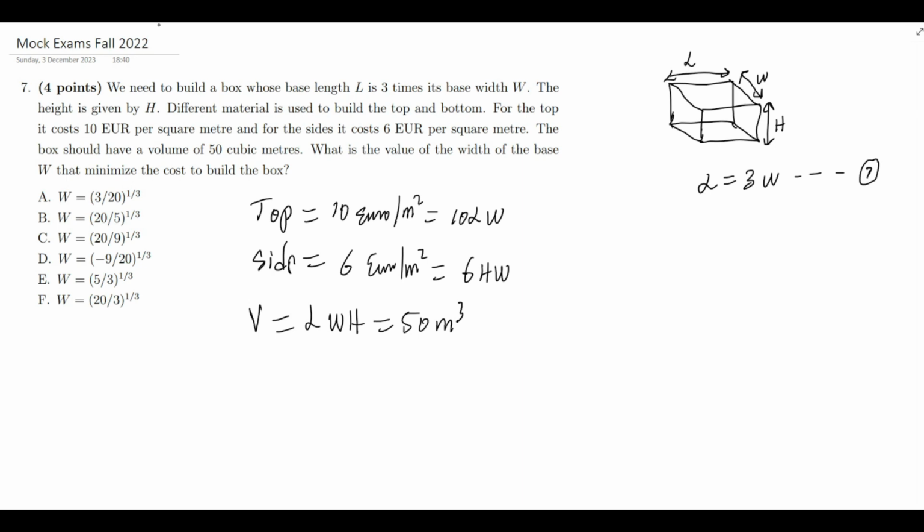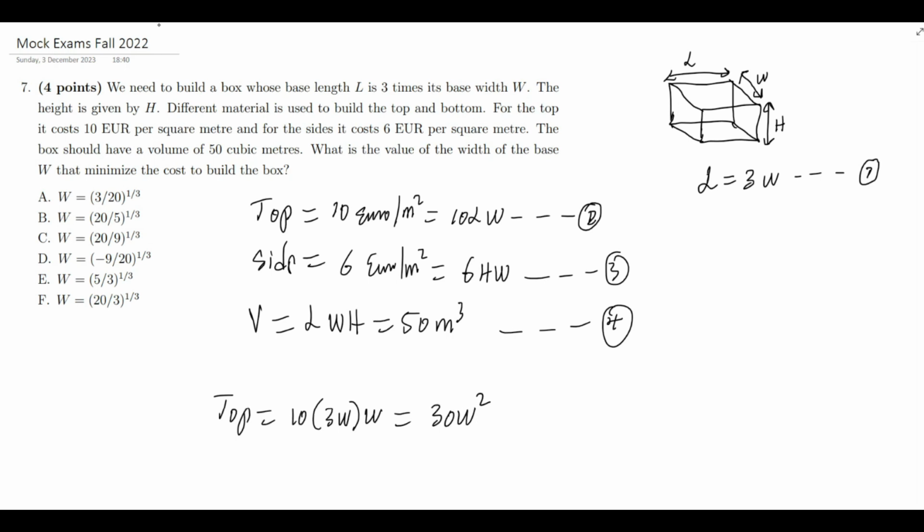So in this case, we first of all need to represent all of our equations in terms of W. Why? Because we are looking for the width, and the options given to us here are all in terms of width. So we are just going to name this equation 2, this equation 3, this equation 4 for easy computation. So what do we know? The top is 10 times the length, which is 3 width, times the width, so this will be 30 width squared. Now the side is given as 6 times the height times the width.